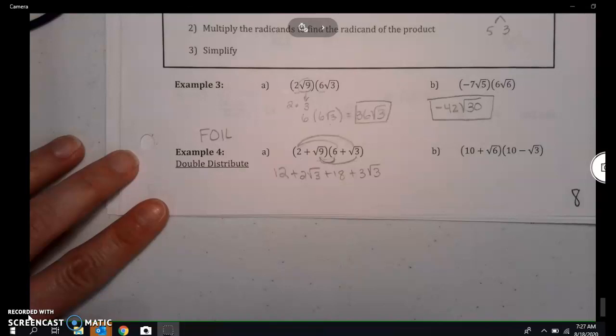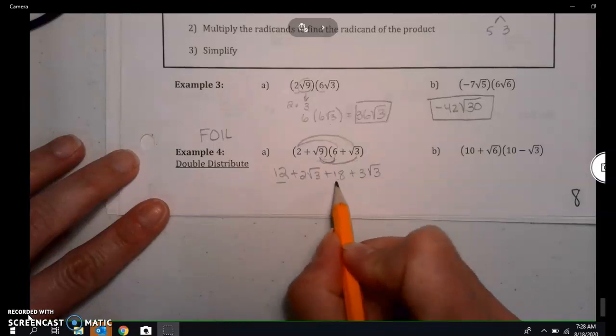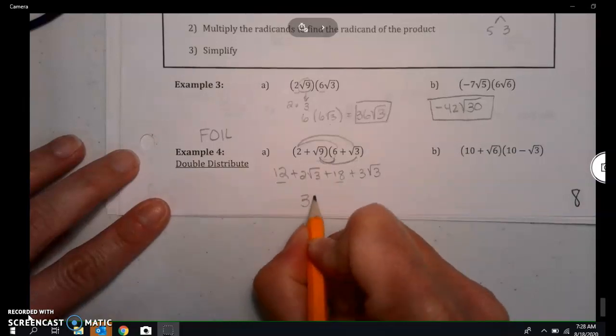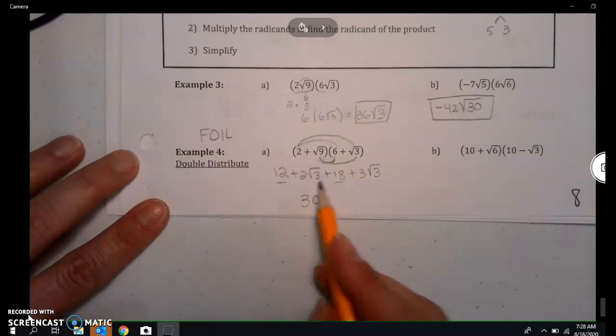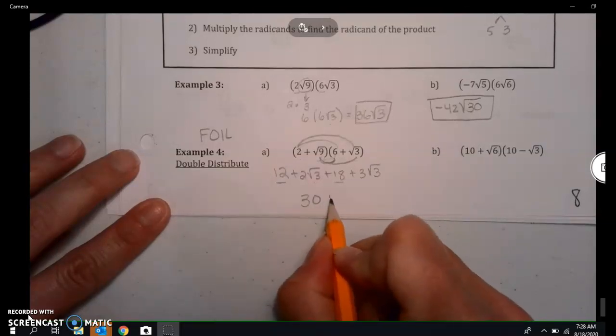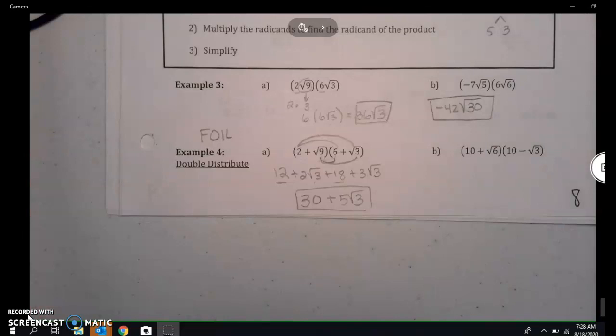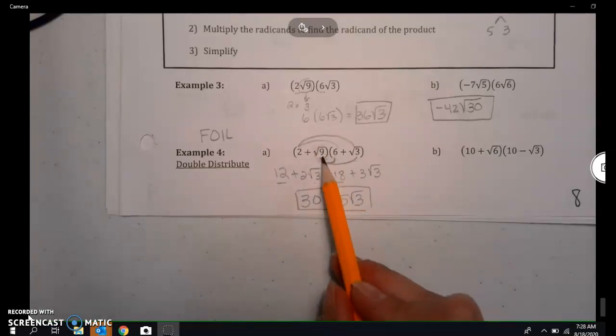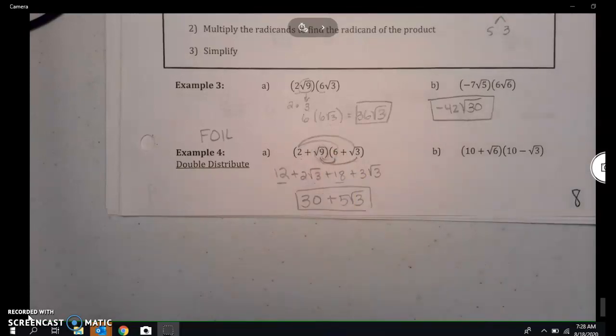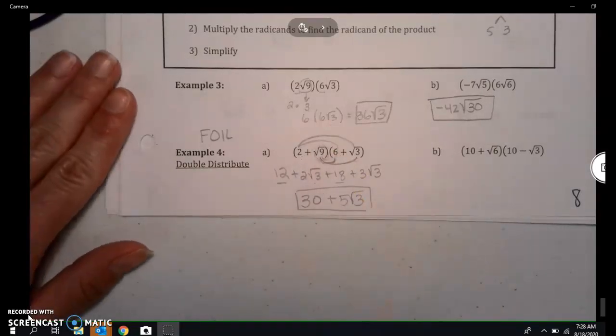So we're going to hunt and look for like terms, okay? So we always want to look for like terms and simplify it down. So we have a 12 and an 18, so that's 30. And then we have a 2 rad 3 and a 3 rad 3, so that's 5 rad 3. So 30 plus 5 rad 3. And that would be your solution for A. Now looking at this, I wasn't paying attention. It's actually like 6 in the morning. So looking at this, this rad 9 right here, I could have simplified it down to a 3 first, called that a 5, and then just single distributed, but I wasn't paying attention. But you can see it works out either way.